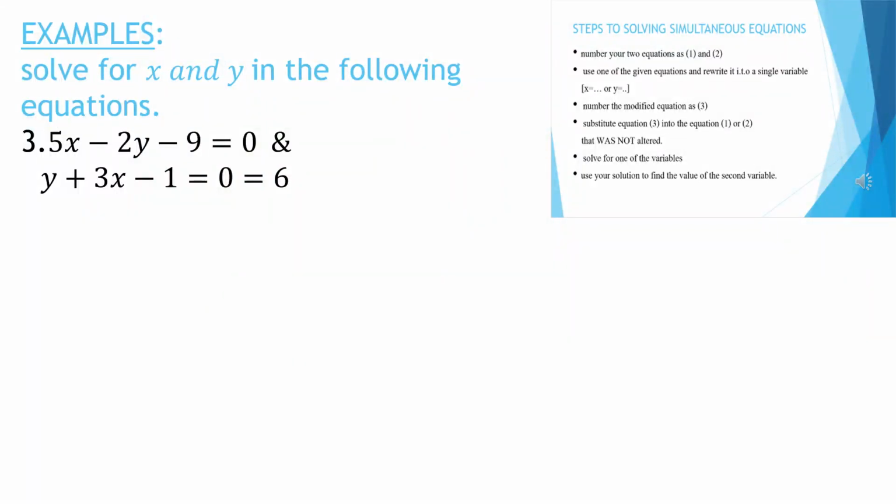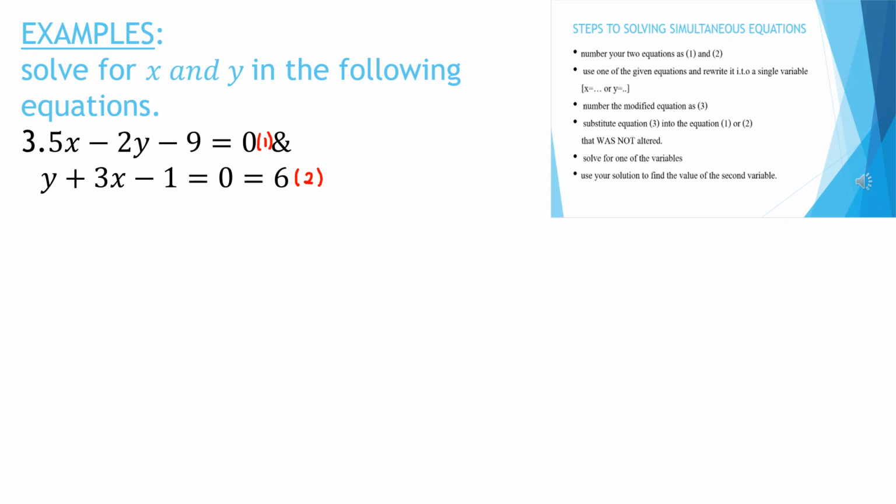We now move on to example number 3. Alright, so again, step 1 is to number the equations as equation 1 and 2. So we have the top one here as equation 1 and the bottom one as equation 2. Our second step is to use one of the equations and rewrite it in terms of a single variable.